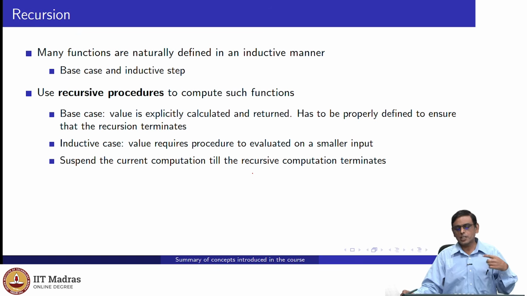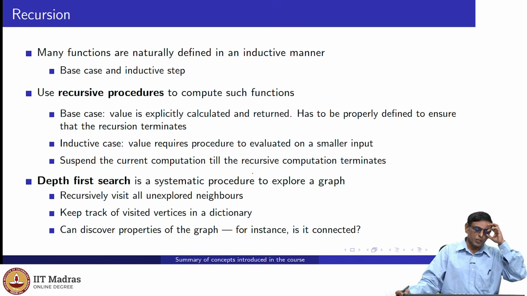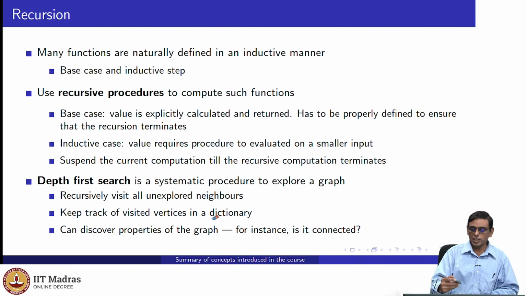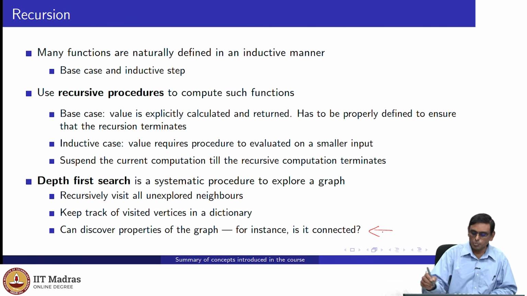Then comes the inductive case, where you take the input and reduce it to a smaller input. The smaller input will eventually become a base case, and then you will address it there. Okay. And when you find that you have broken it down into smaller inputs, you call the same function for smaller inputs, and you wait for the thing to complete. A simple example that we saw for recursion is depth first search, right? It's a systematic way to explore a graph. You keep track of all the visited vertices in a dictionary, a seen dictionary or something like that, and you can discover all the properties of a graph. For example, you can check whether the graph is connected in a beautiful way using depth first search.